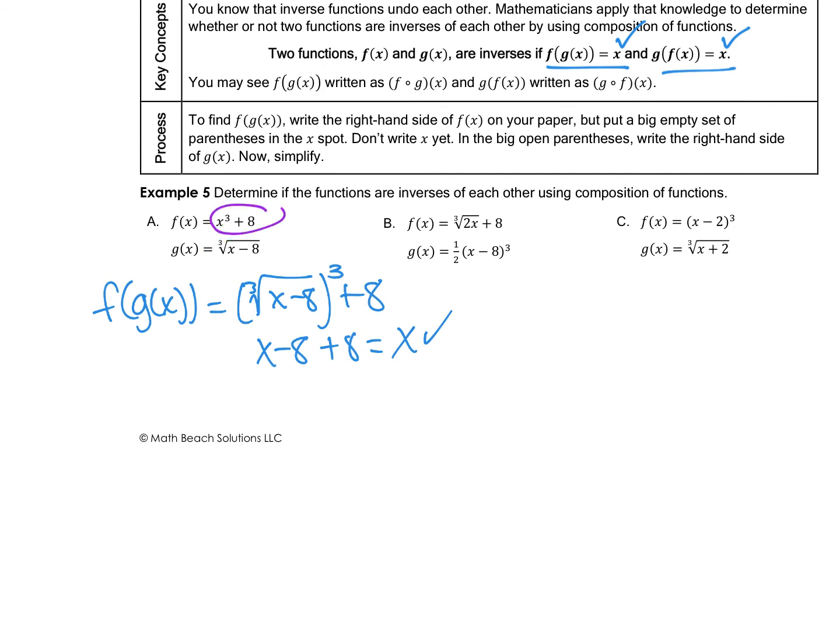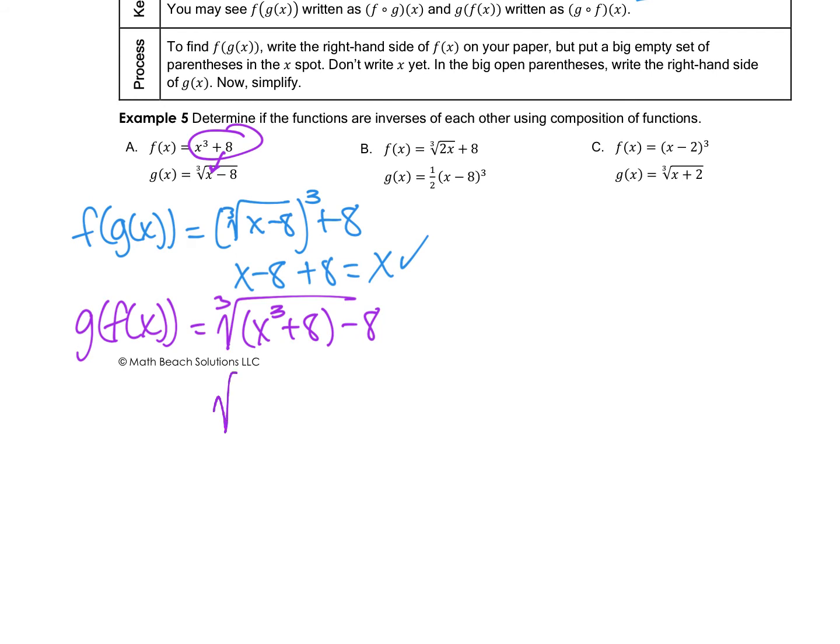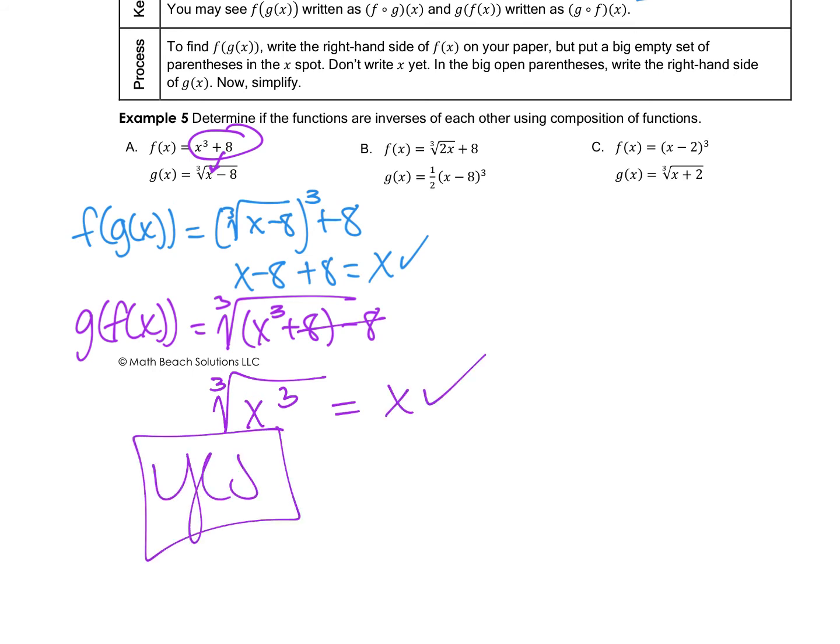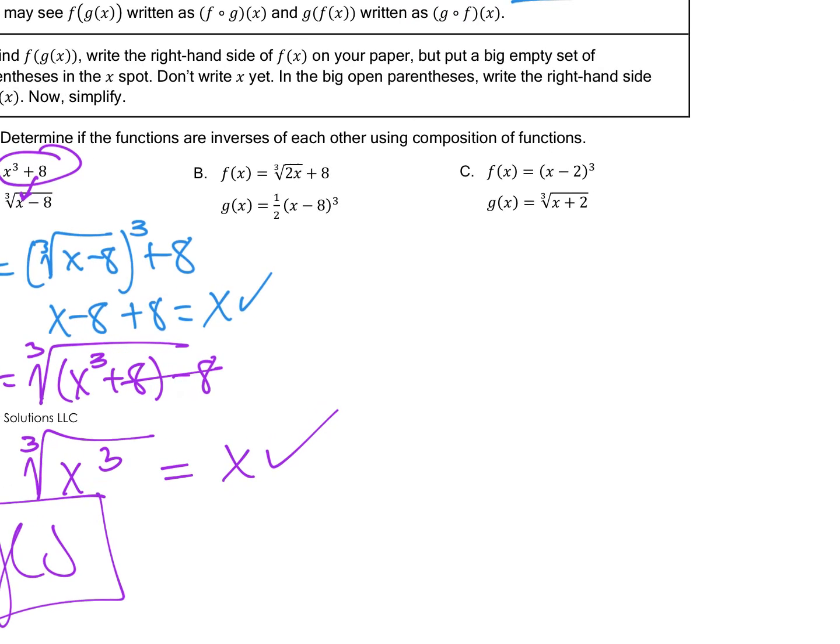Now I'll take this one and plug it in for the x there. That's going to be 8 minus 8, 0. So cube root of x is x. So that one works. So yes, these are inverses of each other. Okay, so you're having to do the same thing on the next ones.